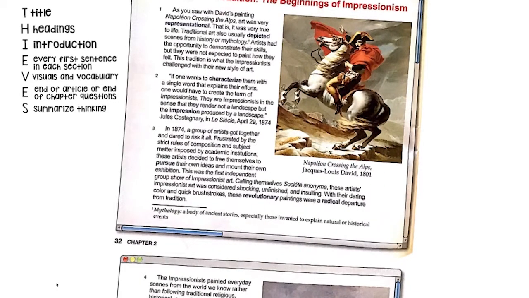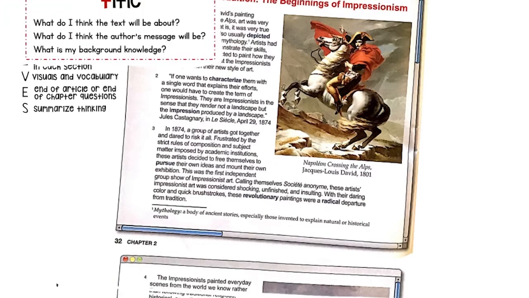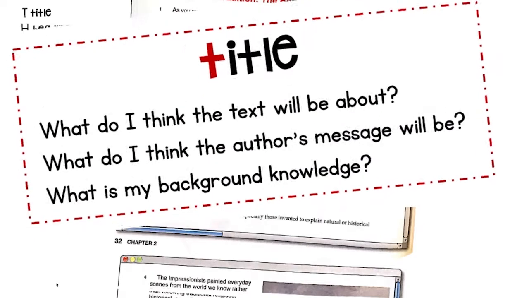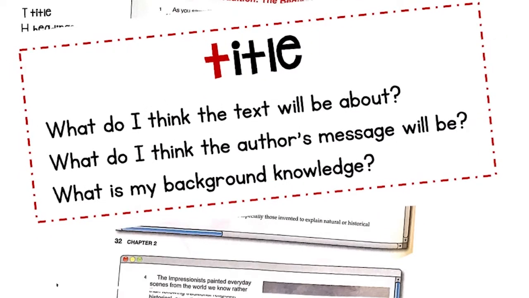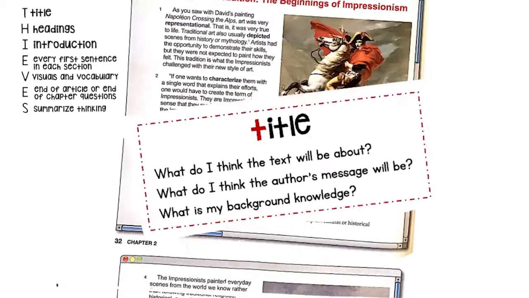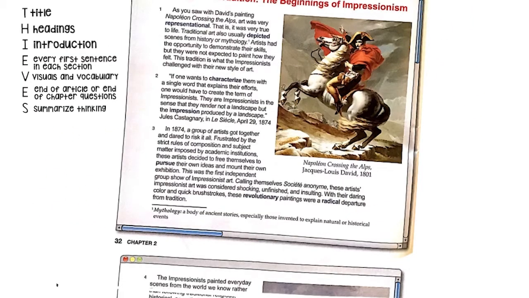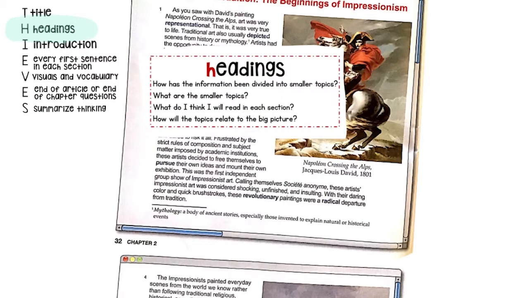Breaking with Tradition, The Beginnings of Impressionism. Okay, that's the title. So here's what you ask yourself when you're thinking about the title. What information does it give you? What is the author going to tell me? And what do I already know about this? You know that this is a chapter about art. Impressionism. Do you know that word? So that's the title. Next is going to be headings.